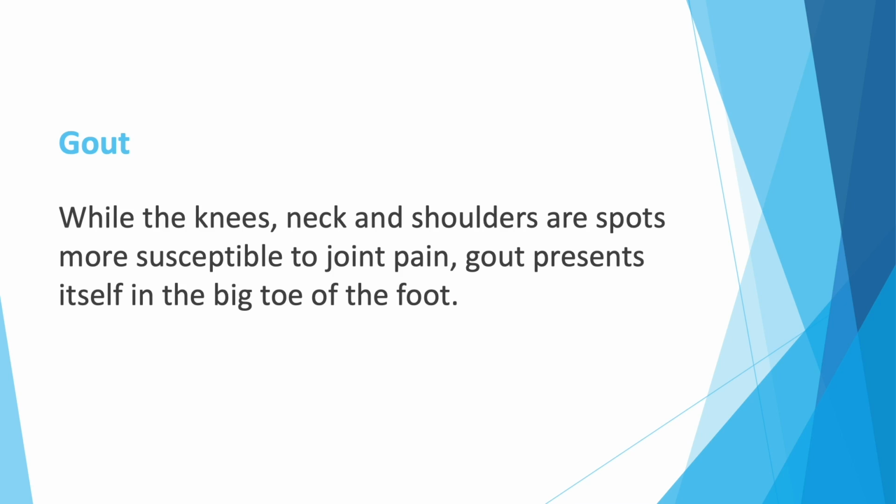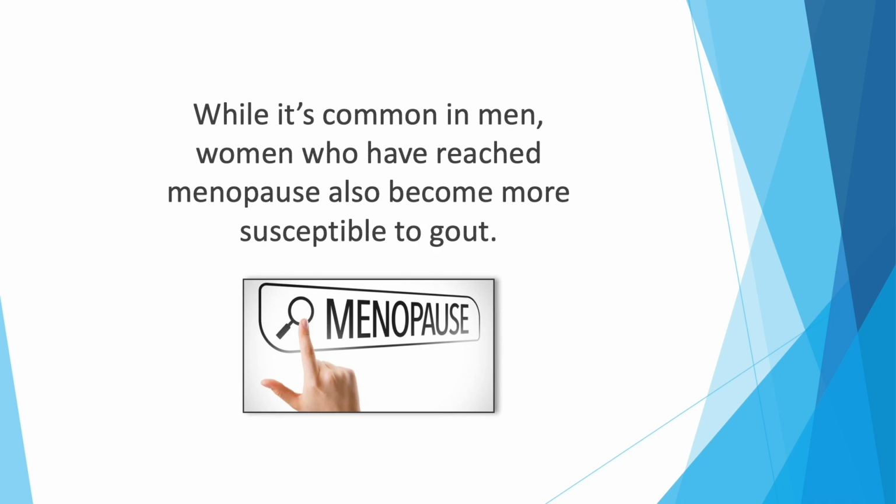Gout. While the knees, neck, and shoulders are spots more susceptible to joint pain, gout presents itself in the big toe of the foot. It's a very common type of arthritis that can cause stiffness in the area, which is accompanied by excessive swelling and intense pain. While it's common in men, women who have reached menopause also become more susceptible to gout.